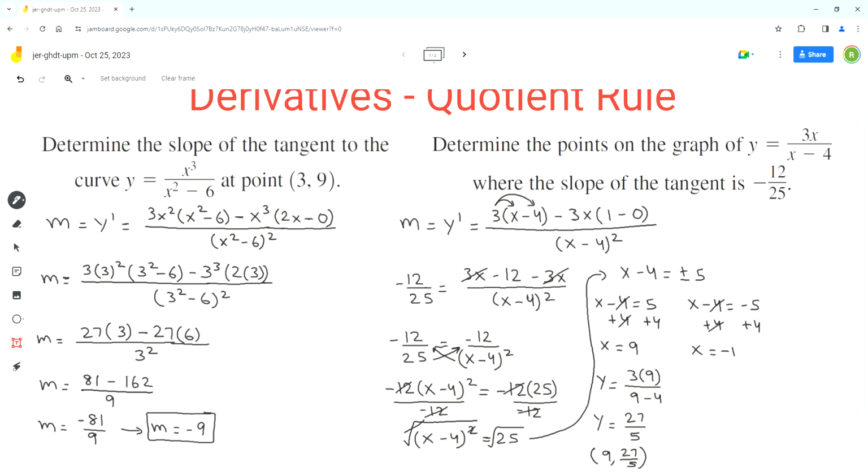Now we can find the second point. For that we'll sub in x as negative 1 in the equation of the curve. So we get y equals 3 times negative 1 over negative 1 minus 4. So we can reduce this to negative 3 over negative 5, which can be reduced to just 3 over 5. So the second point is (negative 1, 3 over 5). So these are the two points at which the slope of the tangent is negative 12 over 25.